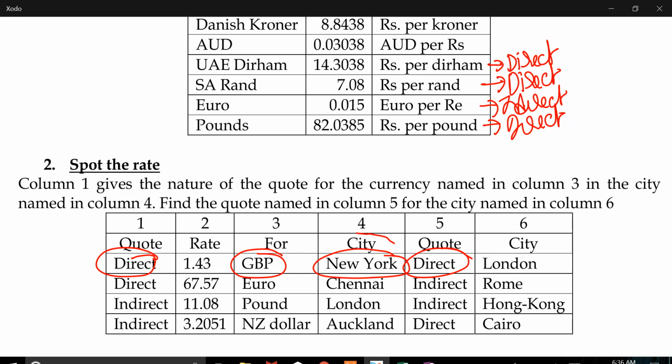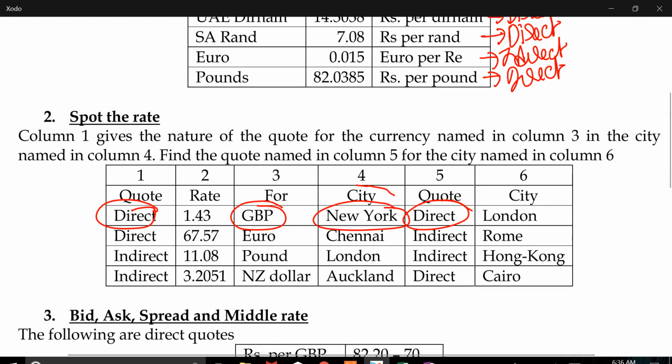Clear? Any doubts in this? So you can finally write the same answer again: it will be the indirect quote in Rome. Rupees 67.57 per euro will be the indirect quote in Rome. Any doubts on this? Okay, now please listen.